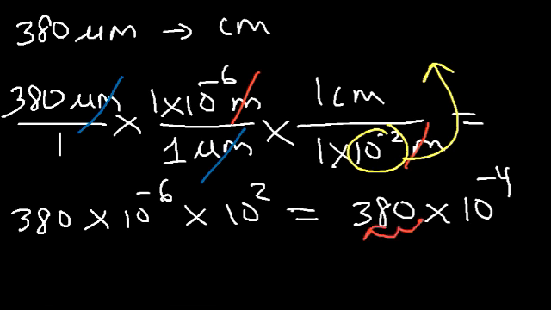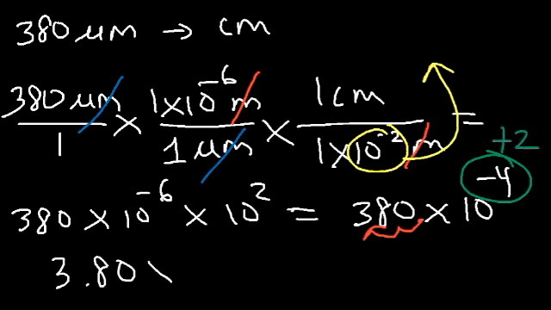Whenever you need to move the decimal point to the left, you need to increase this exponent by the number of spaces you move to the left. So since we moved 2 units to the left, we've got to add 2 to it. So it's going to be 3.80 times 10 to the negative 4 plus 2, which is negative 2. So this is the final answer in centimeters.